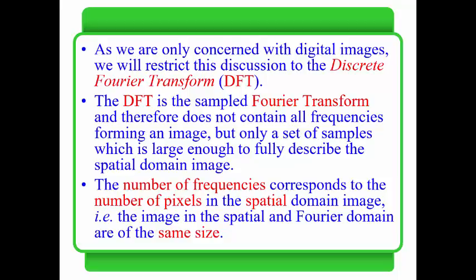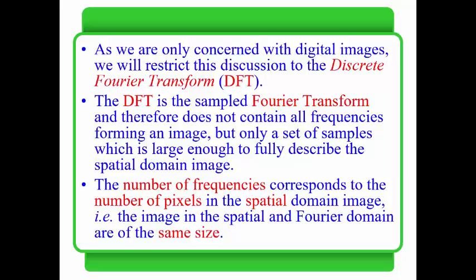Which means transformation from the spatial domain to the frequency domain. And due to the nature of the images, we said that we use the discrete Fourier transform, not the Fourier transform that is used with normal continuous functions. Here we use the discrete Fourier transform since our input is discrete, in the form of a finite number of pixels. We said that this discrete Fourier transform is the sampled Fourier transform, and this means that it doesn't contain all of the frequencies in the spectrum, but it contains the frequencies that are enough for us to reconstruct the image again.